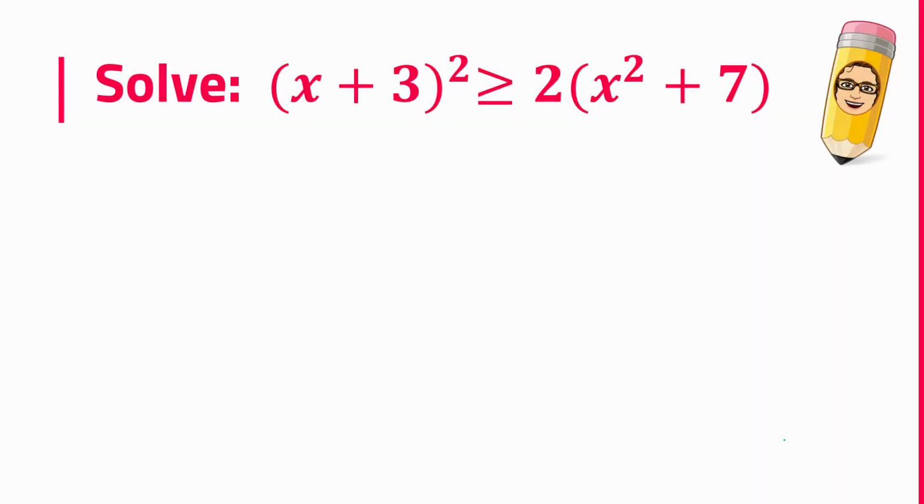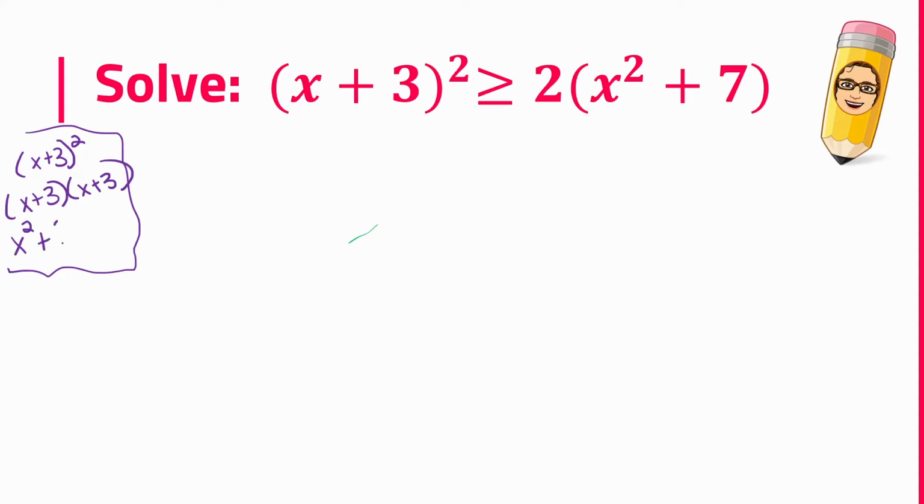Let's try one more inequality, one more problem here. Ultimately, I have (x plus 3) quantity squared is greater than or equal to 2 times (x squared plus 7). First thing, I am going to do a little sidebar combo. (x plus 3) quantity squared is the same as (x plus 3)(x plus 3), which is the same as x squared plus 6x plus 9 after I do my foiling. I'm going to rewrite that out because I do not want that to stay like that. I kind of want it so it's easier for me to factor. So I'm going to rewrite that problem here.